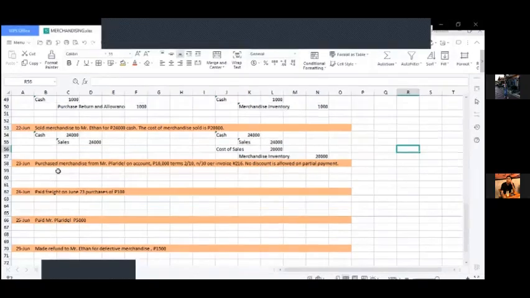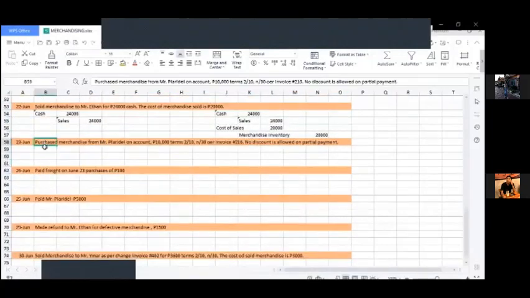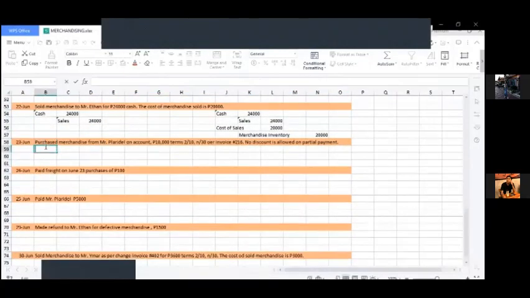June 23, purchase merchandise from Mr. Plaridel on account, 10,000, terms 2/10 and N/30 per invoice number 216, and no discount is allowed on partial payment. So our entry is purchases. We have purchases and we have accounts payable because it is on account. How much? 10,000.